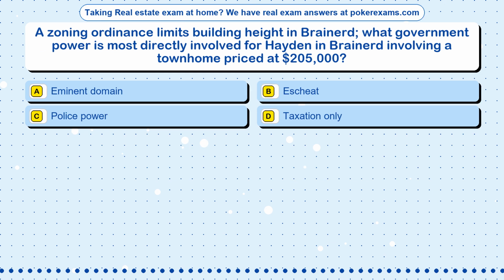Question 31. A zoning ordinance limits building height in Brainerd. What government power is most directly involved for Hayden and Brainerd involving a townhome priced at $205,000? Option A, eminent domain. Option B, escheat. Option C, police power. Option D, taxation only.